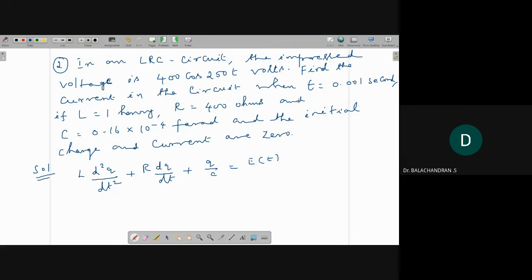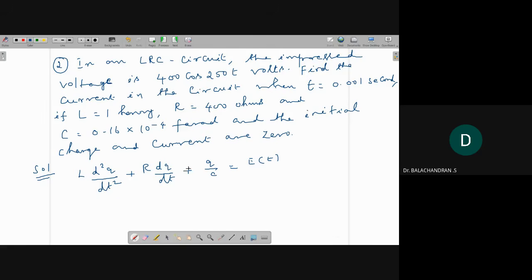So it is given here in the LRC circuit. The impulse voltage is given, and R, L and C are given. The initial charge and the current are given. So you may ask, why don't we write in terms of I?